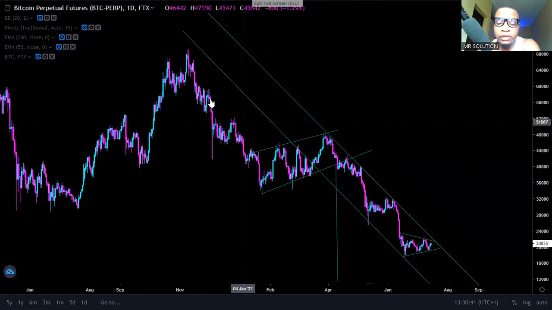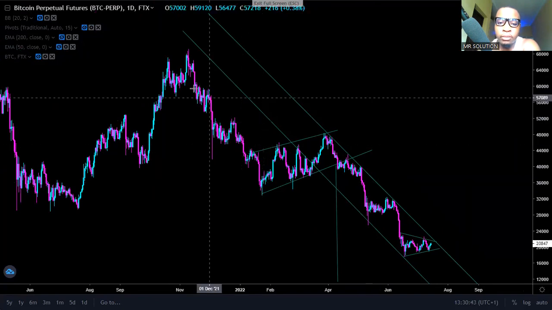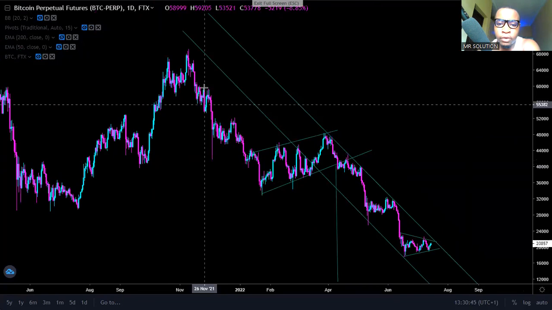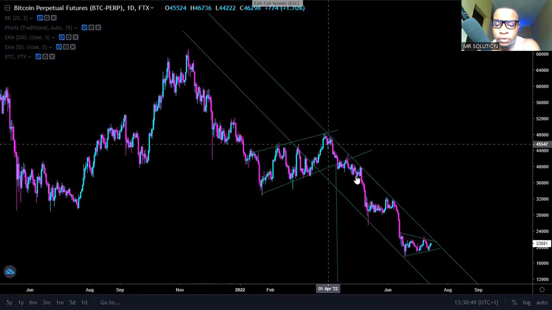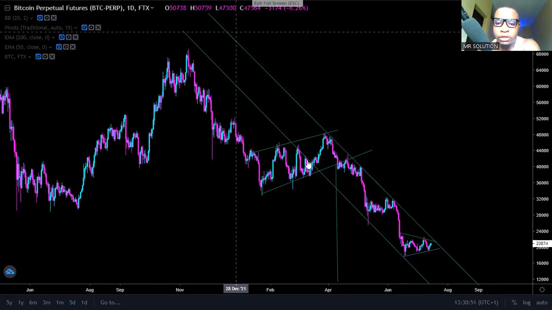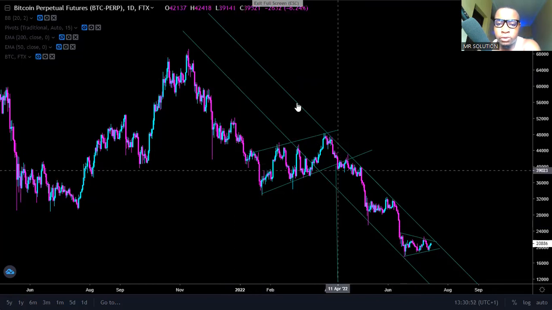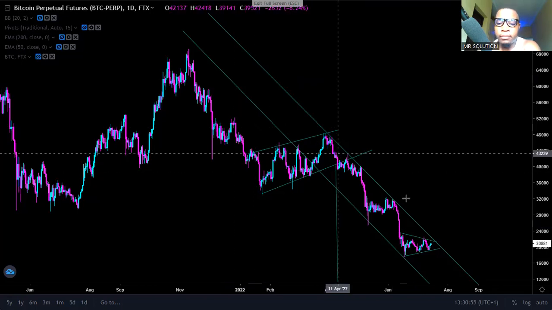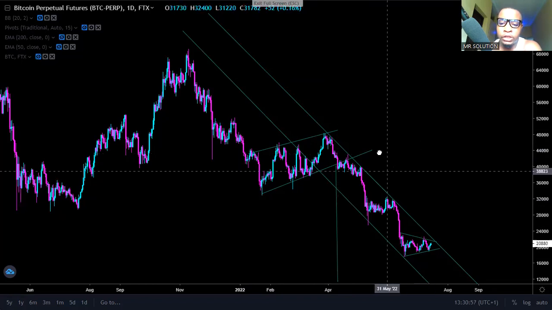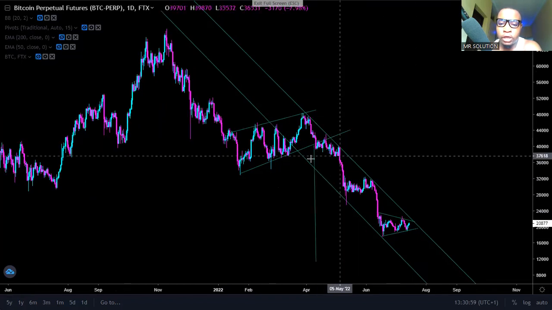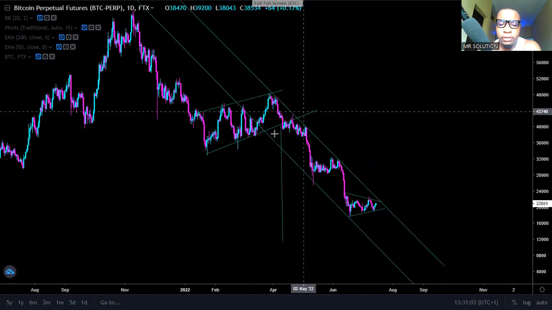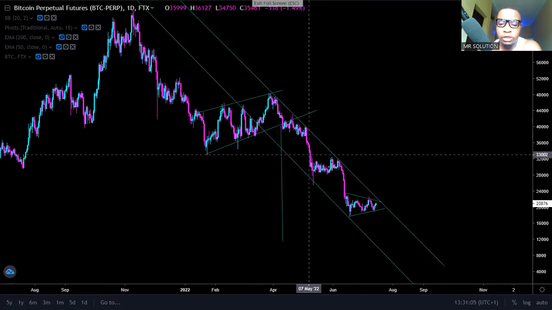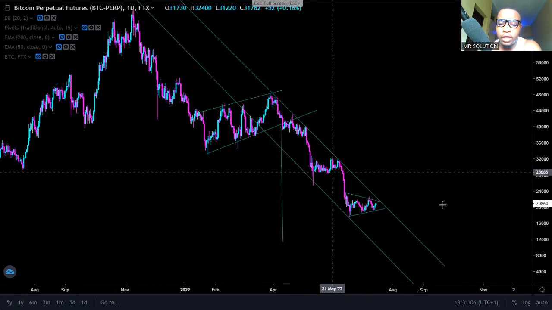And before then, it formed this pennant. From here to here, this is called a bearish pennant, and then it dropped. From then it's been going down. Now notice this channel. These two lines are called a channel, and the space they make is called a channel. So BTC has basically been ranging within this channel.